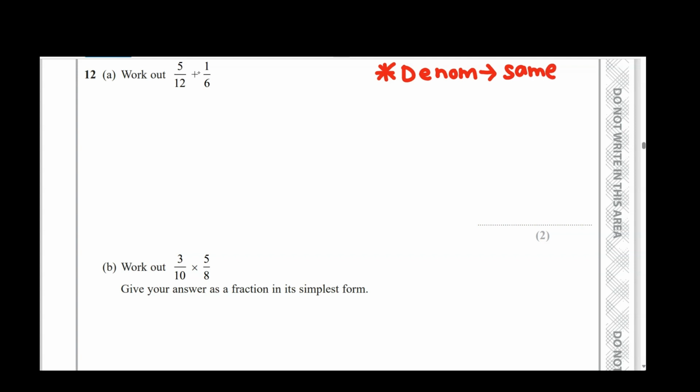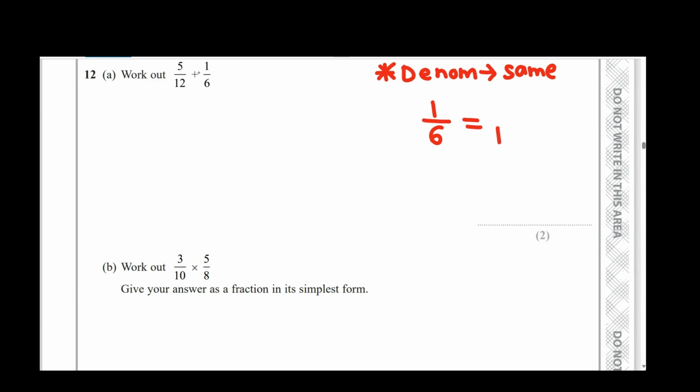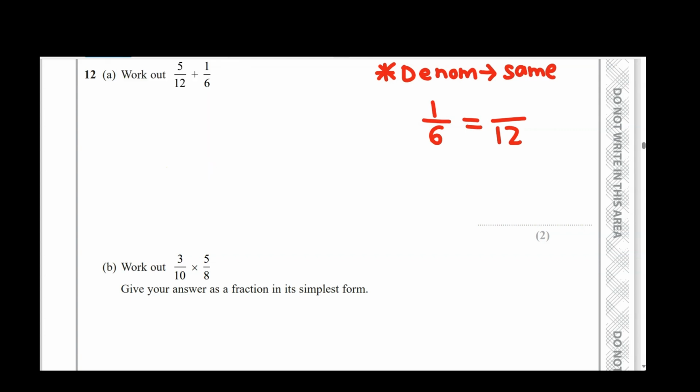So what I would do is, we can see we've got this 5 over 12 here. I'm going to try and make the second number something over 12 as well. So 1 over 6, we can use equivalent fractions. What we do is we say, I want it to be something over 12. We just have to figure out what we did to the bottom, and we do exactly the same thing to the top. So I want it to be 12, so I would have to go times 2. So at the top, I have to go 1 times 2, so I get 2.